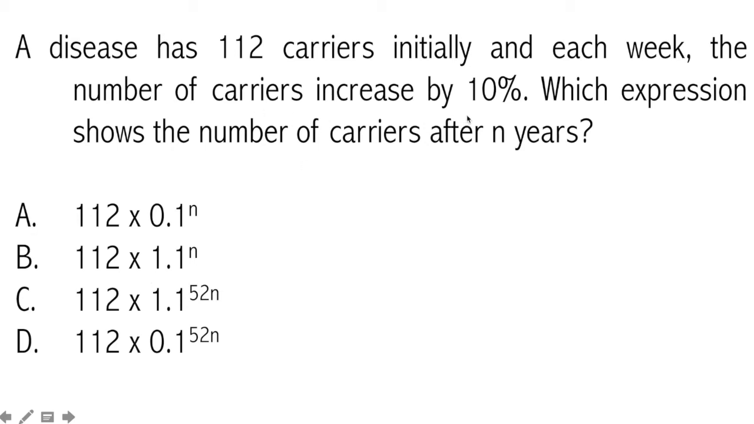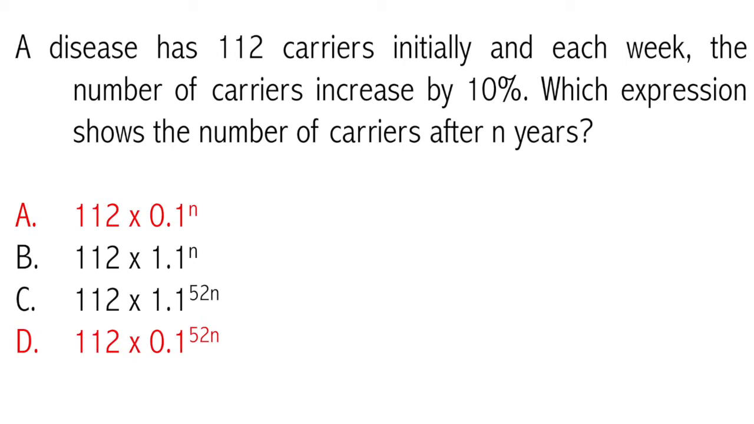Now they say the number of carriers is increasing by 10%. You might be tempted to think that the common ratio is 0.1 because it's 10%. But as we did in percentages, an increase means that in the next week, there will be 100% plus 10% of the number of carriers, which means 110%. Therefore, the common ratio is 1.1. Therefore, we remove anything that does not have a common ratio of 1.1.